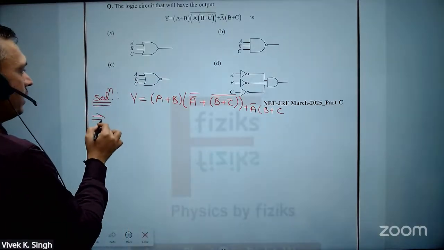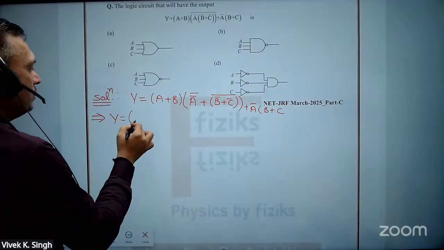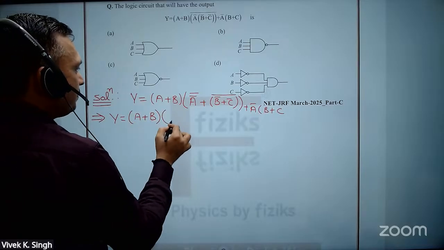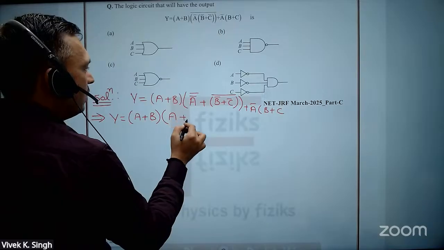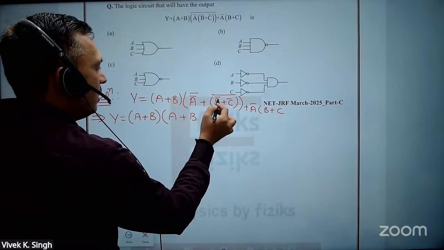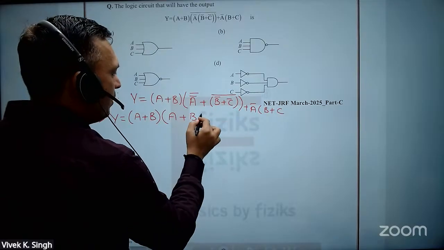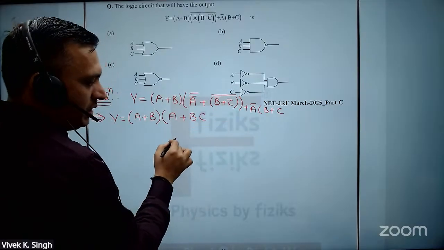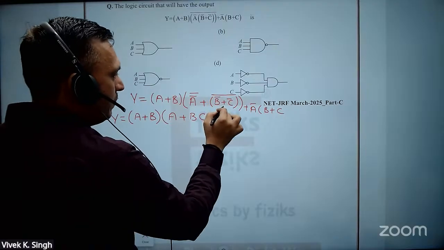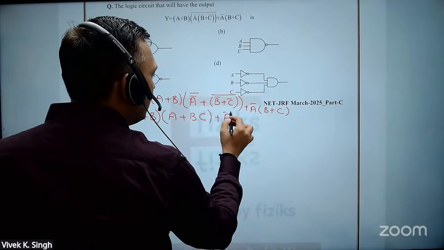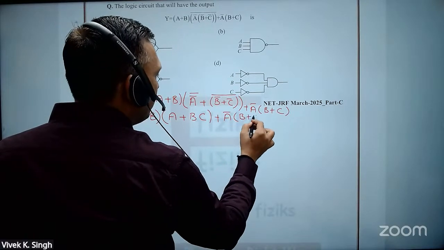And then you will get y is equal to A or B bar. Again De Morgan's theorem: B double bar, B complement complement, C complement. So that will give you BC, B double complement, C double complement. And this will be plus A bar B plus C.